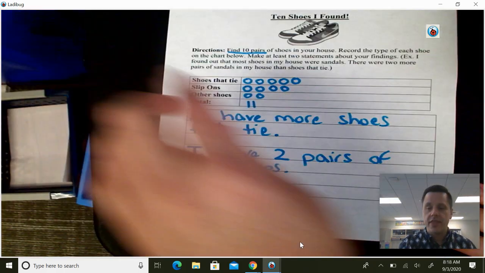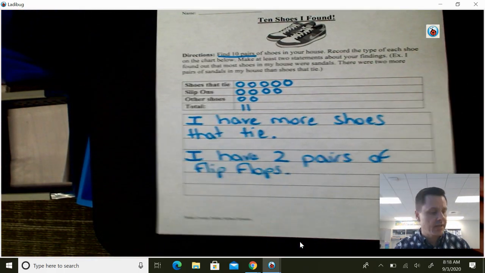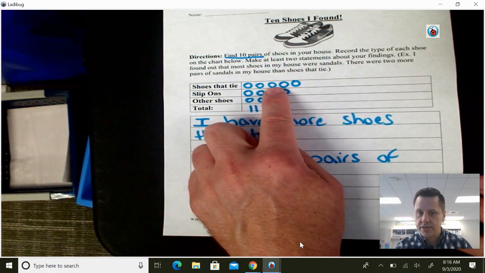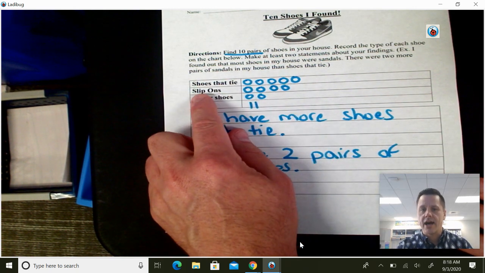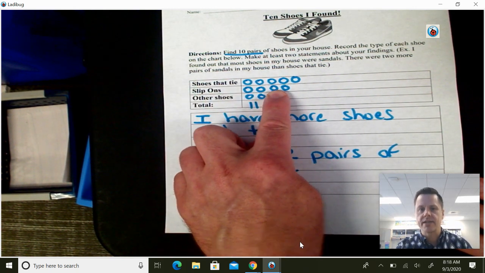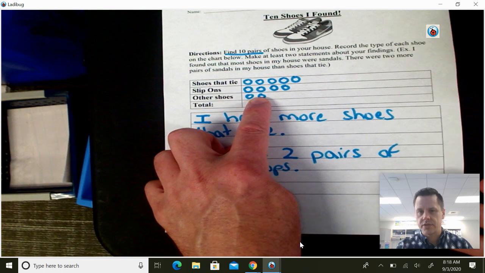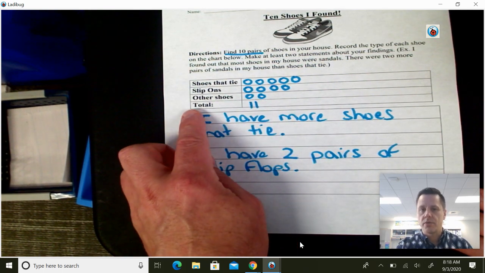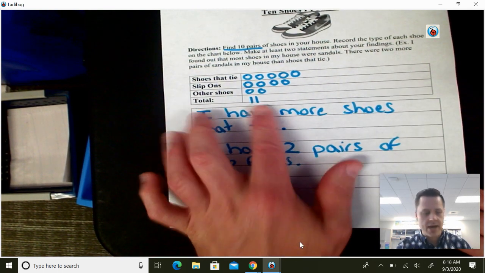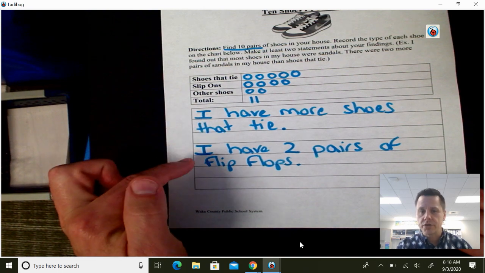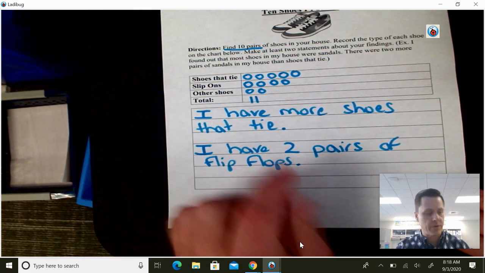Take a picture of your work in Seesaw, and then you're going to use the microphone button to tell me how many shoes did you find that tie, how many shoes did you find that are slip-ons, how many other kinds of shoes did you find, what was the total number of shoes that you found, and then you're going to read me your 2 complete sentences about your data.